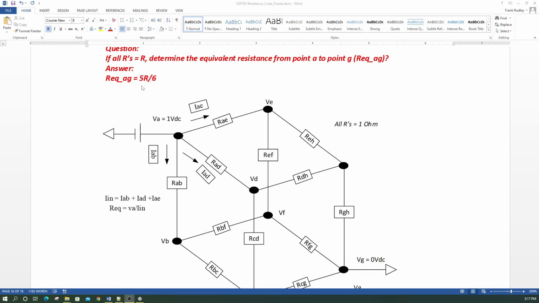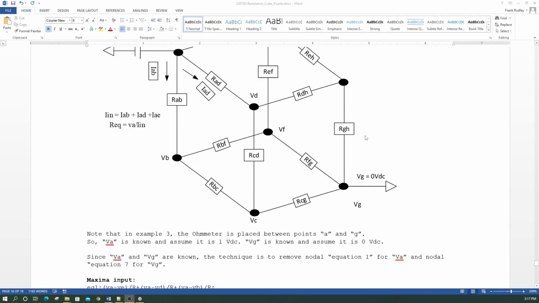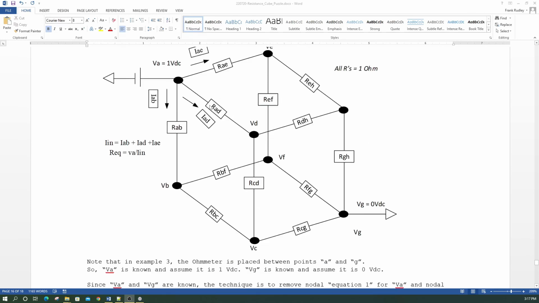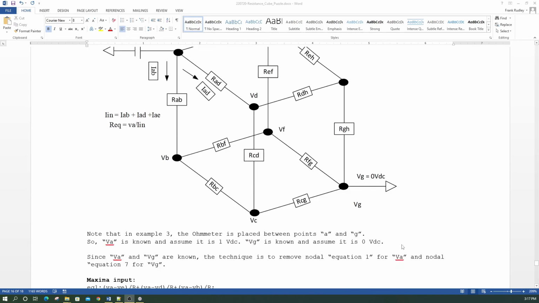The equivalent resistance is 5R over 6 if all R's are equal to R. I put here 1 ohm, but that was just something I was doing to make it easier, it's really just equal to R. So in this example, the ohm meter is placed between A and G, and VA is known and we assume it is 1 volt. VG is known and we assume it is 0 volts.